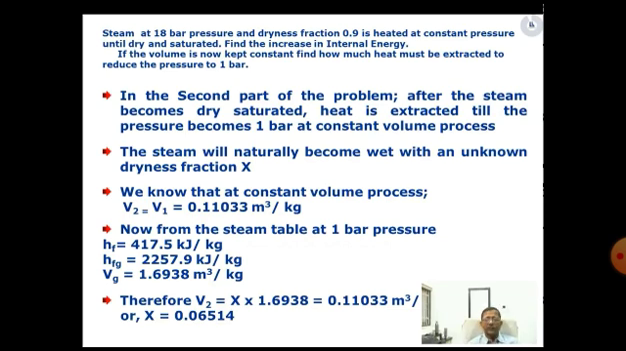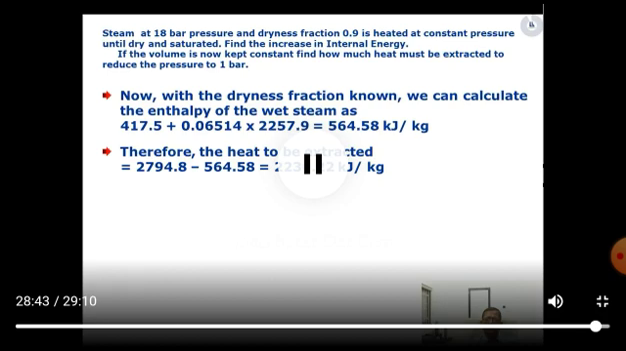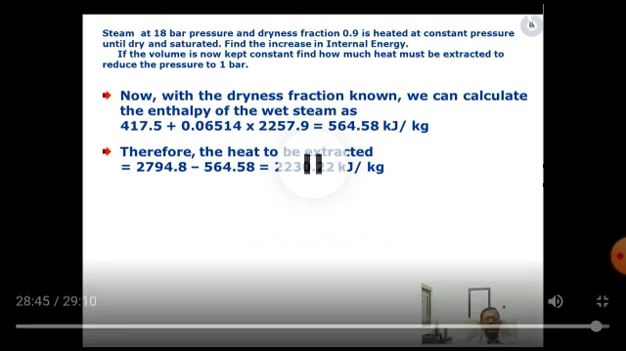Anyway, now since x is known, we can calculate the enthalpy of this steam as hf plus x hfg, and once the enthalpy is known, we can find out how much heat has been extracted by deducting it from the hg at 18 bar condition. The answer will be 2230.22 kilojoule per kg. That will be the answer of part 2. With this I conclude part 2 of this tutorial.